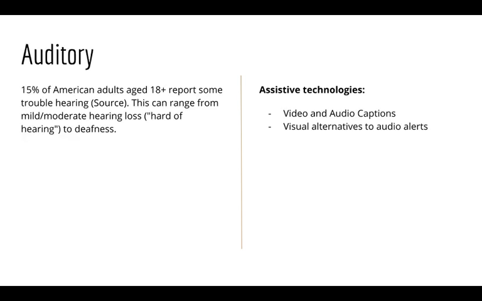The next one, auditory. So 15% of American adults ages 18 plus report some trouble hearing. I guess I forgot to put my sources in, but I can add those. This can range from mild or moderate hearing loss to deafness. And so, there's a lot of video and alerting stuff out there online. So including audio captions, closed captions on video, things like that can help.